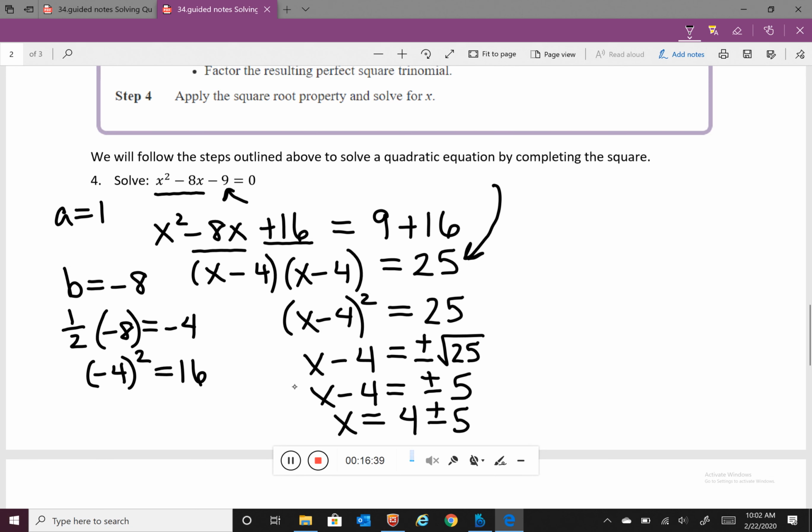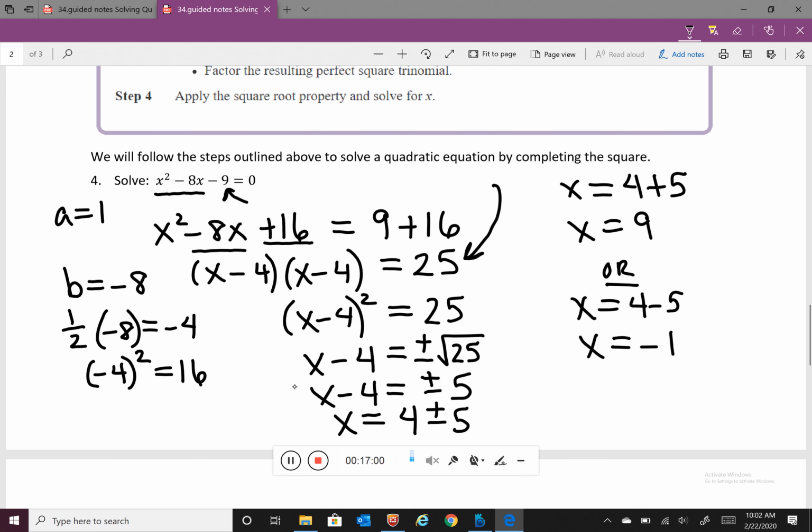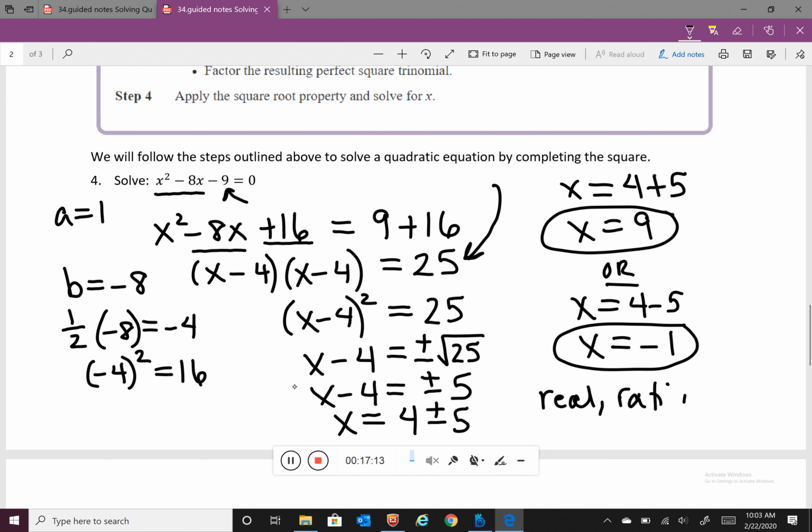So x is equal to 4 plus or minus 5. So we need to separate. So x is equal to 4 plus 5. X is equal to 9. Or x is equal to 4 minus 5. X is equal to negative 1. And notice, please, that our solutions here are not only real, they are also rational. So we have real and rational solutions.